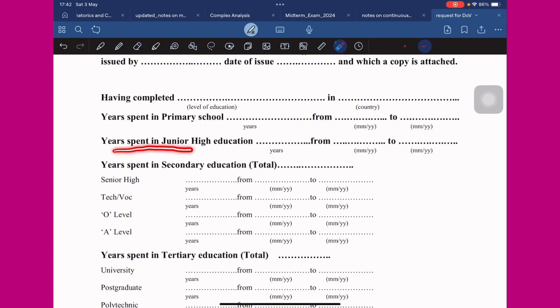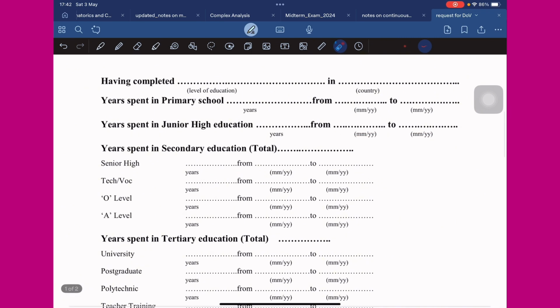Years spent in junior high school. So years spent in junior high school, you write it here. Those coming from Ghana, it is 3 years. In Ghana, junior high school is 3 years. You write 3 here. And then from the year you started to the year you completed.